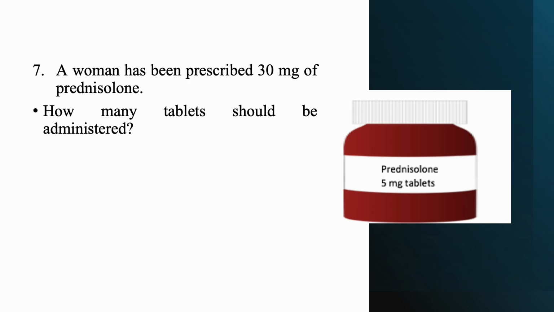Question number 7 is: a woman has been prescribed 30 mg of prednisolone. How many tablets should be administered? So this is simple. You just have to see the box of the medication. Prednisolone comes in a 5 mg tablet. You just have to divide the prescribed medication by the medication that comes in the box. So 30 mg divided by 5 mg, and your answer will be 6 tablets. So 6 tablets should be administered if the prescription of medication is 30 mg.